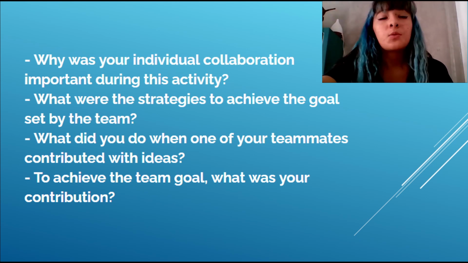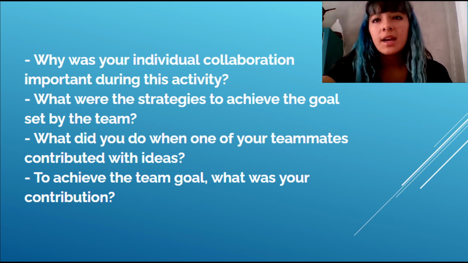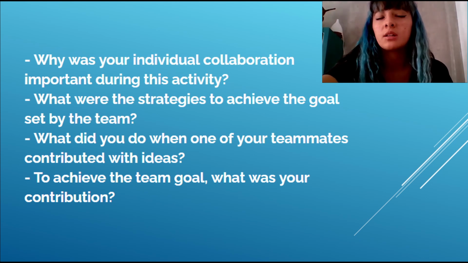We split all of the work, and if someone didn't understand something, we helped him or her, and we discussed the graphics, so we had a good graphic with good data. The third question was, what did you do when one of your teammates contributed ideas?